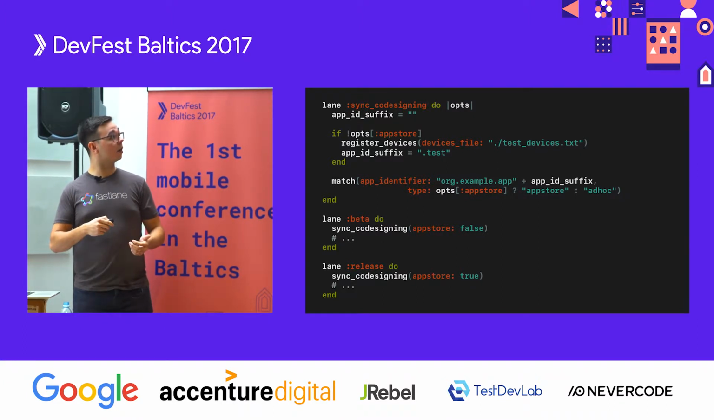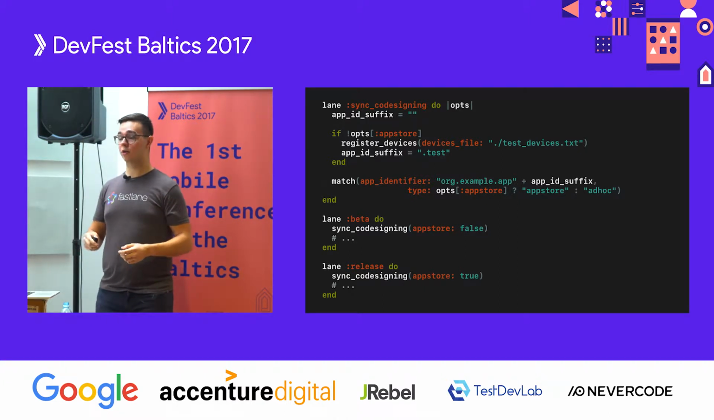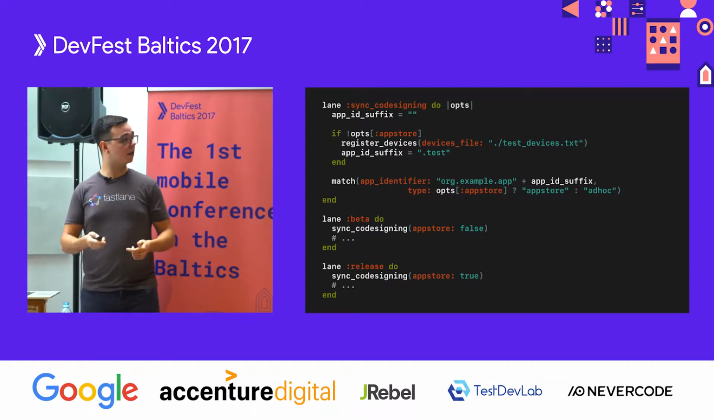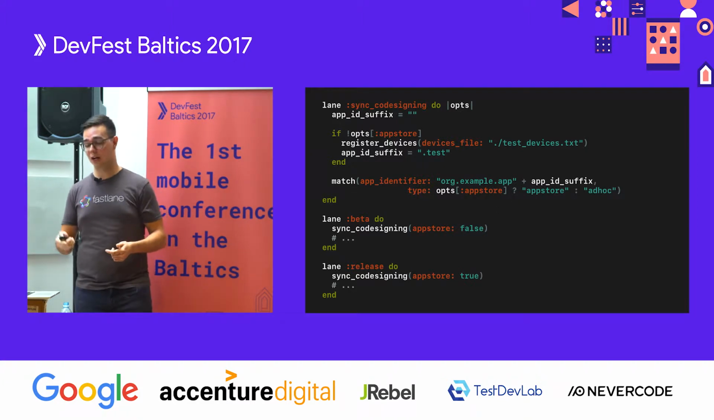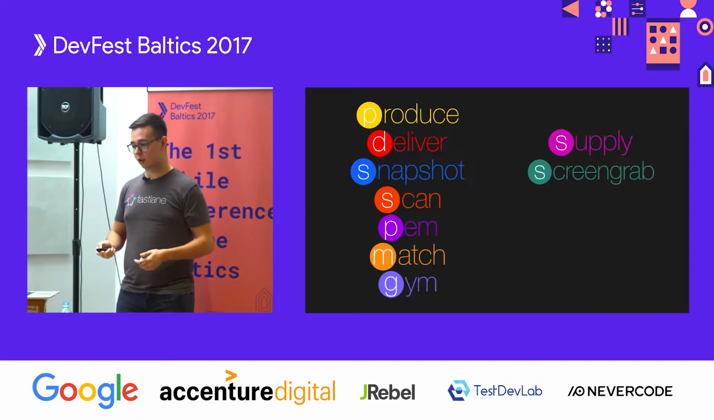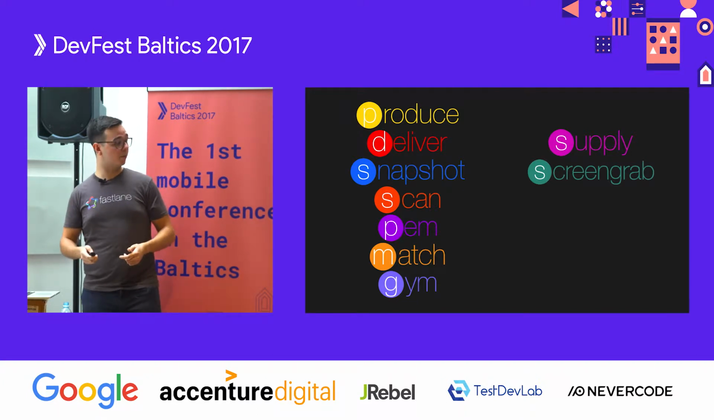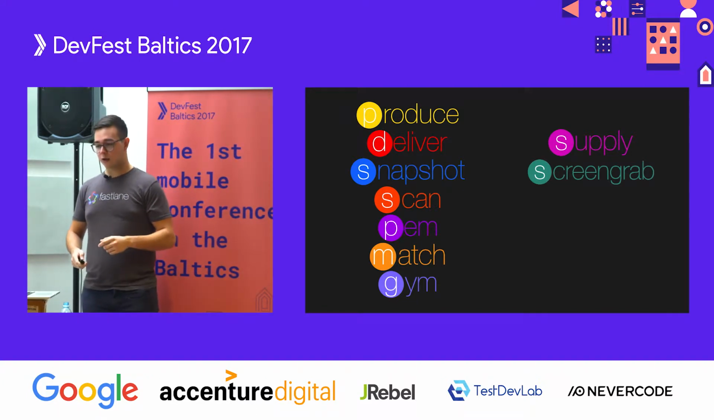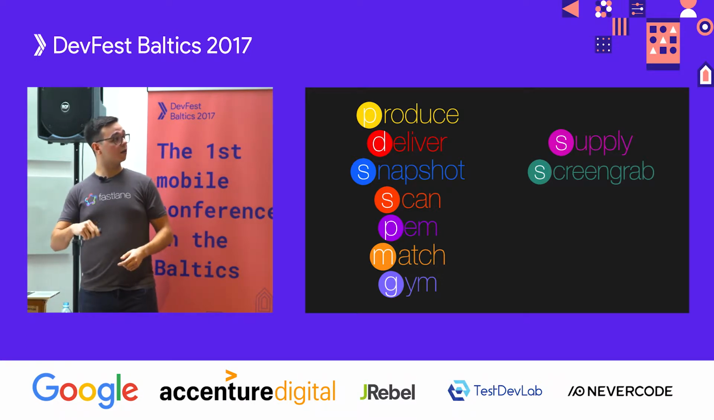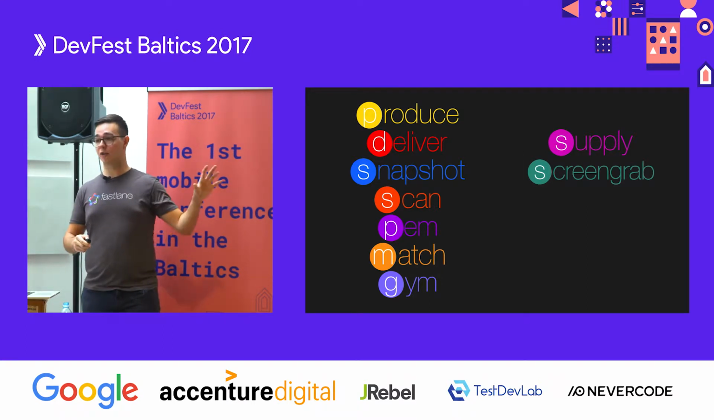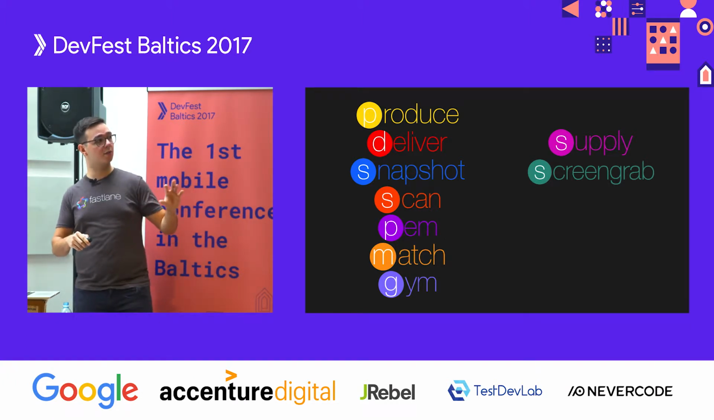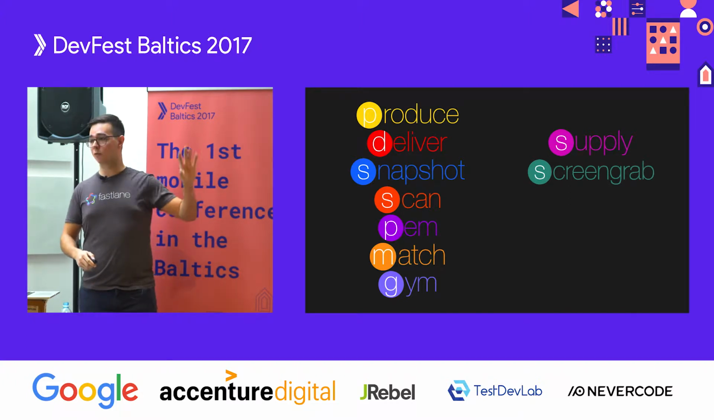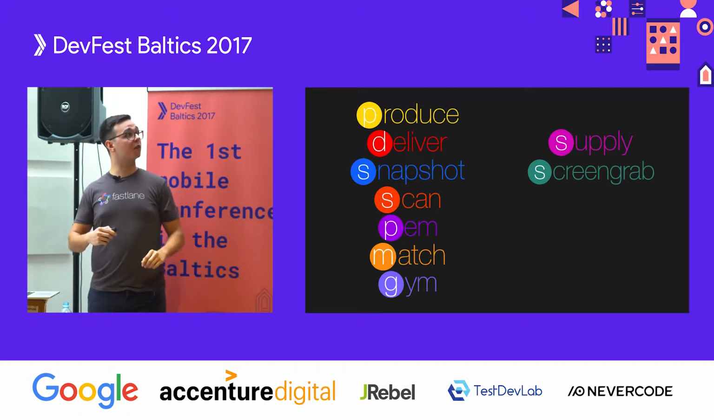Another thing, for example, here, the register devices and match, those are built-in functions that we have included in every install of Fastlane, and we call those actions in the Fastlane jargon. So let me talk about the most important built-in actions in Fastlane. On the left side here, you can see all the built-in iOS tools, and on the right side, you can see the comparable Android tools that we support. So those are the most important ones. There are many more, but let me just briefly go over these.